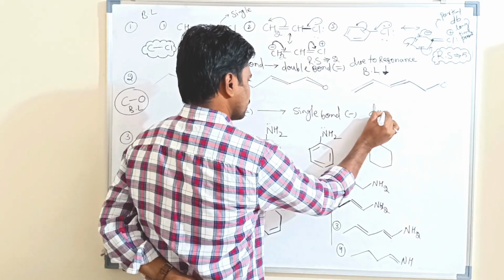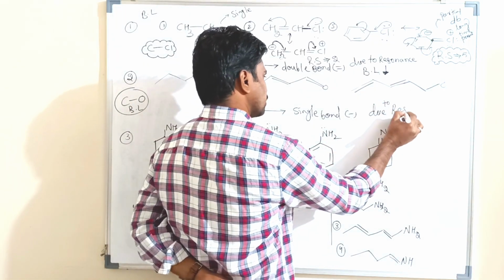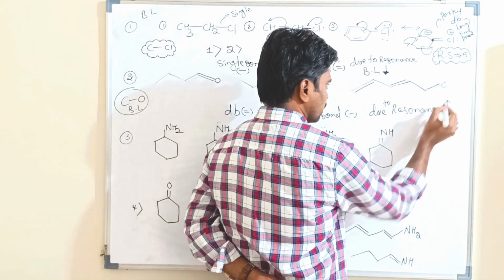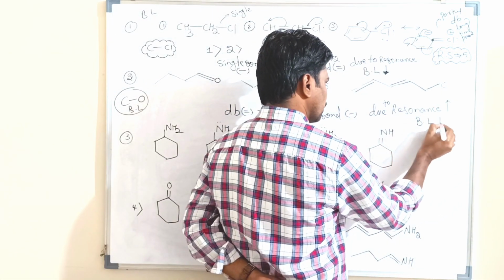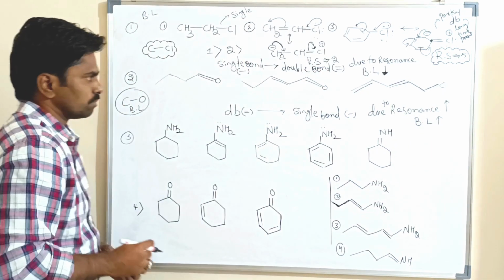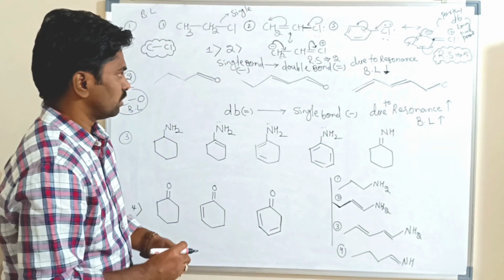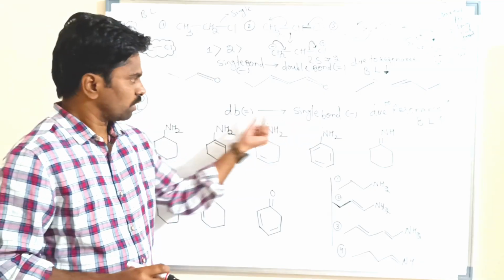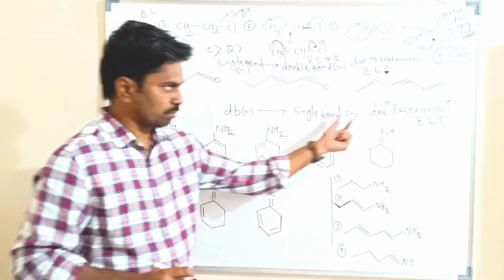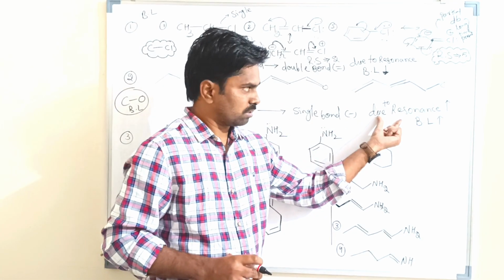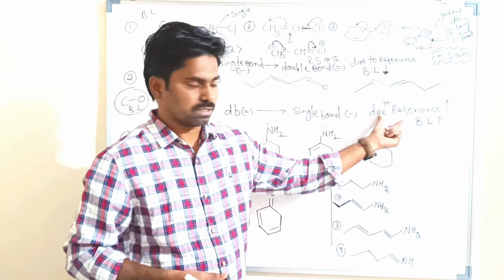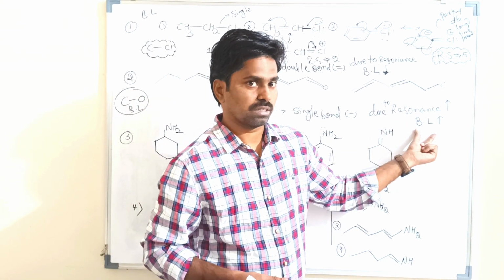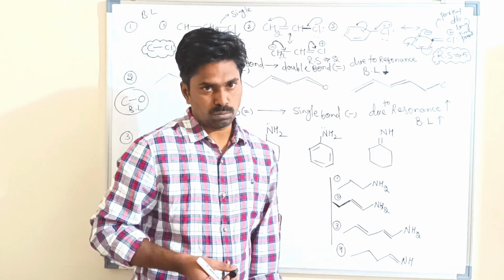So due to resonance, as the number of resonating structures increases, automatically the bond length also increases. The case is different here: a double bond becomes a single bond. By the resonance, the one which has more resonating structures will have a bond length that is greater compared to the pure double bond.